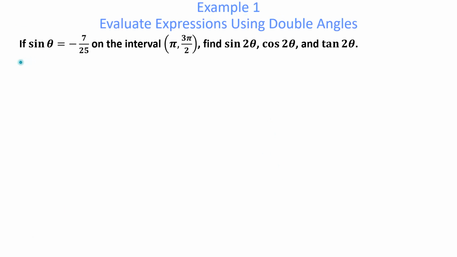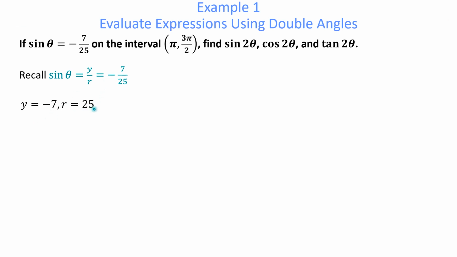So for example 1, we're asked if sine theta is equal to minus 7 over 25 on the open interval pi to 3 pi over 2, find sine 2 theta, cos 2 theta, and tan 2 theta. Well, let's firstly recall that sine theta is equal to y over r, and we know what sine theta is. It's over here. So I'll write this down, and then we'll know that y is equal to minus 7 and r is equal to 25. How do I know that this negative sign belongs to the y value? Well, r stands for the radius, and radius is a measure of distance, and distance can never be negative. So this has to be a positive value, and that's why this negative sign belongs to the y value over here.